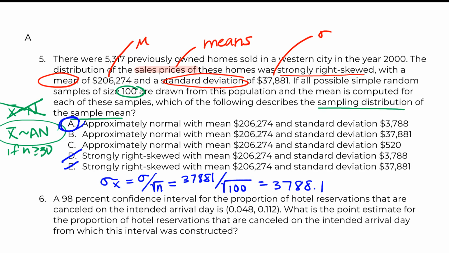So that was all 5 was about. A lot of students got distracted by the strongly right skewed and just didn't pay attention to that last sentence saying, we want to talk about the distribution of a sample mean.